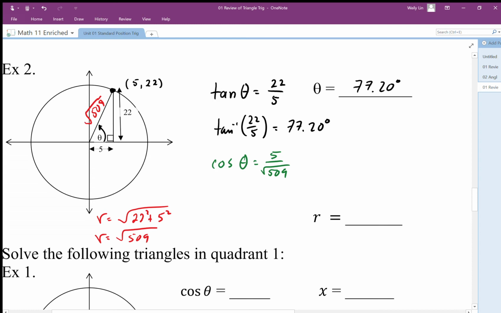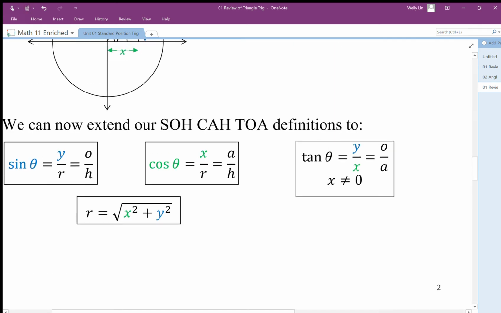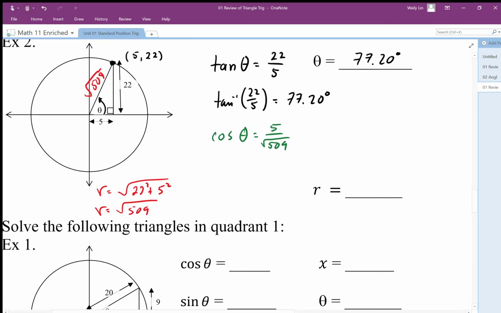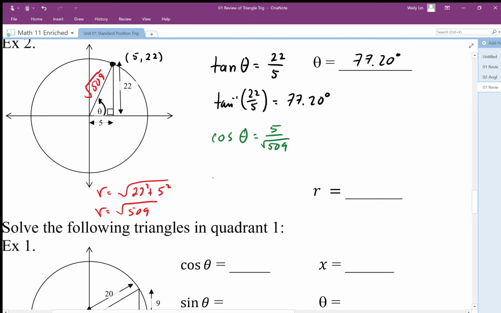Sine theta, the colors are right, just checking. Sine theta, we're going to use the vertical, which is 22 over the radius, which is square root 509. And we're going to keep it like that. We're going to keep the exact value that way.